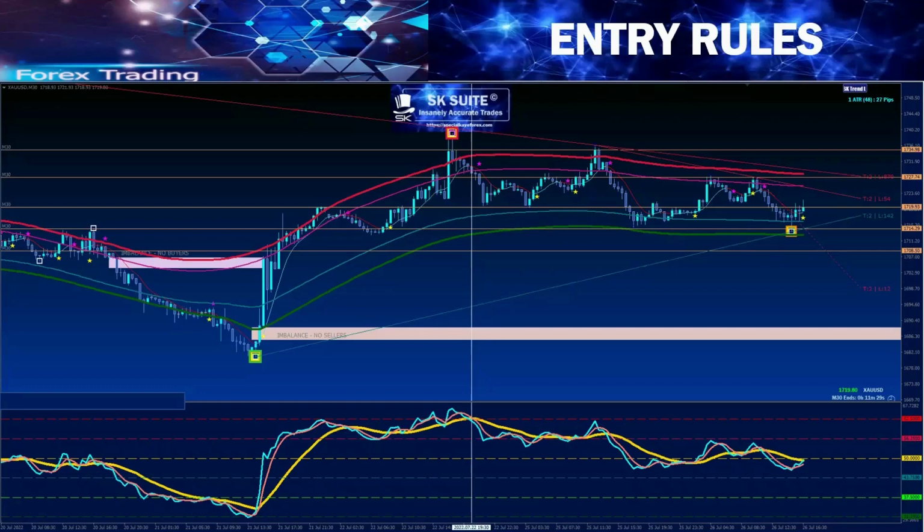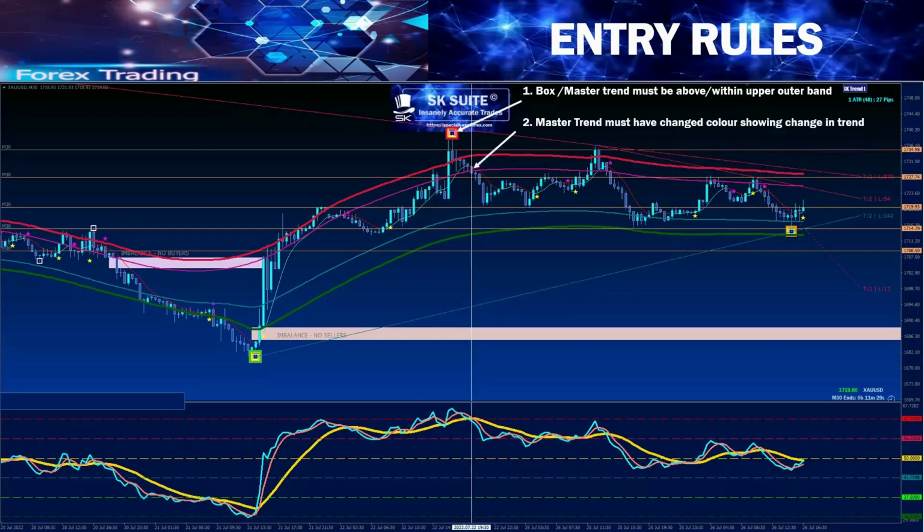In my strategy SK suite, I have 4 rules, which is number 1, box and master trend must be above or below or within outer bands. Master trend must have changed color, showing a change in trend. Pearls must confirm with aqua crossing below the golden line in this case. The 4th rule is confluence with the higher time frame.